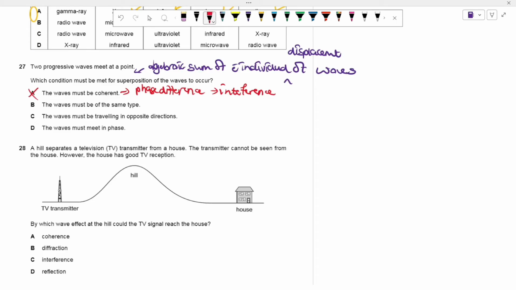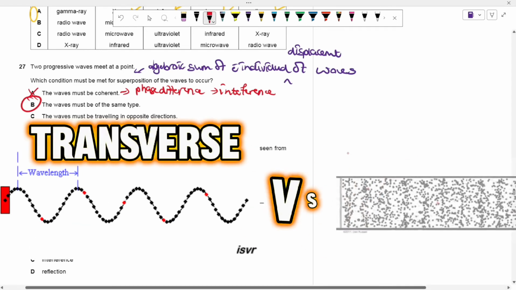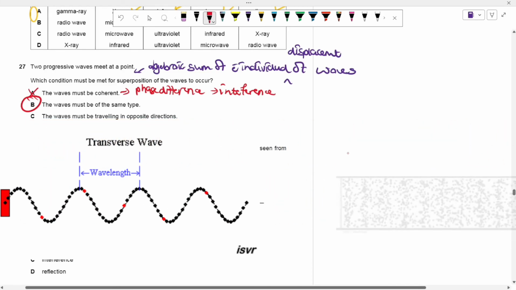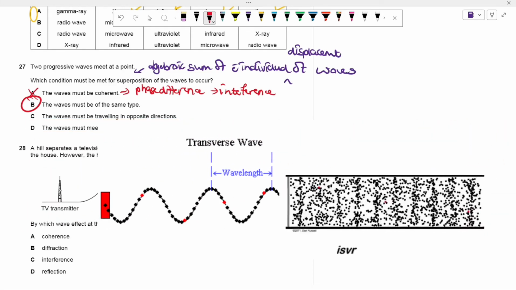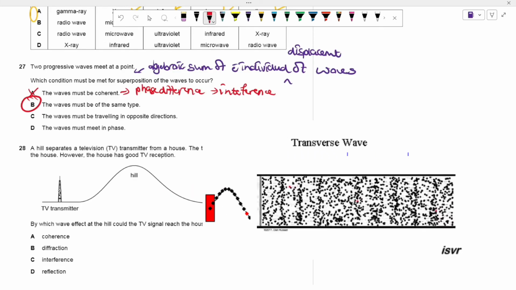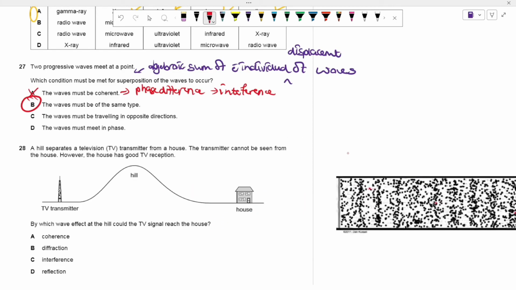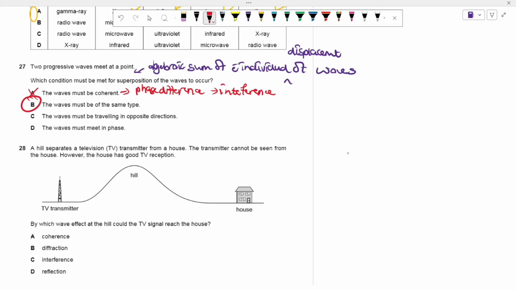B, waves must be of the same type. This is a must, and that's why it is correct. Why? If you have a transverse wave and a longitudinal wave, there is no way on Earth that those two waves are going to add up and give you something, because they move in different directions. Longitudinal is parallel, transverse is perpendicular. So there's no way they're ever going to meet and give you something that makes sense.